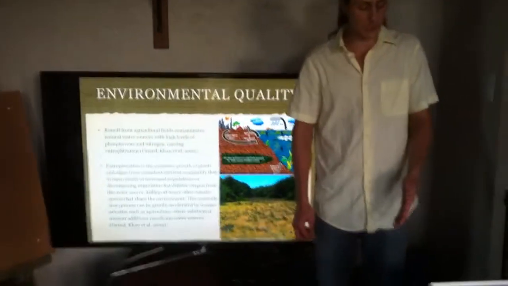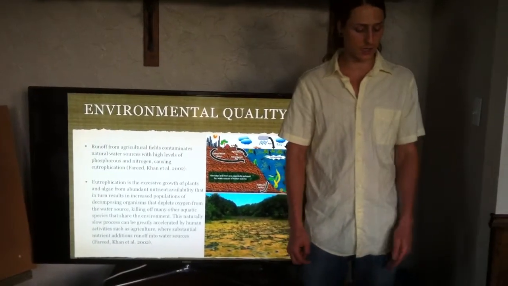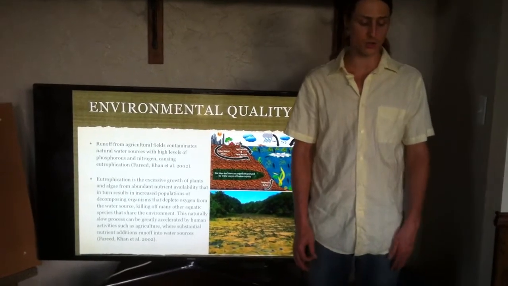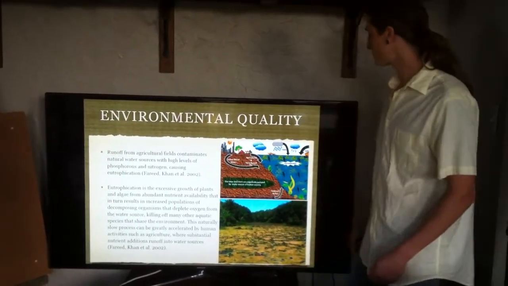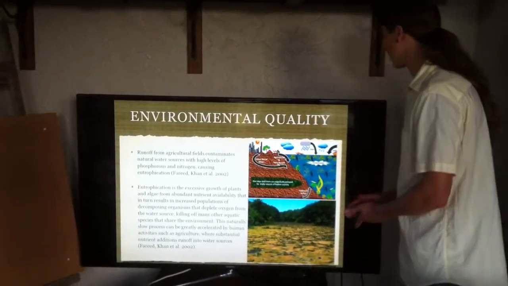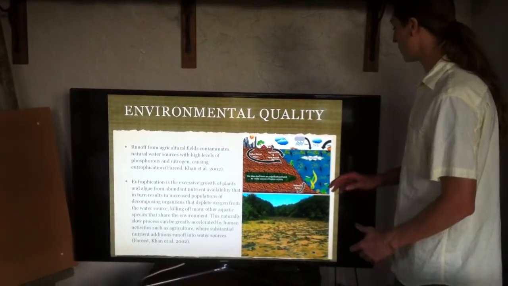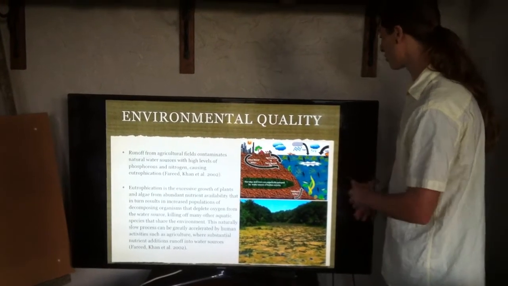This is a naturally slow process, but can be greatly accelerated by human activities such as agriculture, where substantial nutrient additions run off into the water source. So here we have a nice little diagram that gives a visual of how runoff and eutrophication are related.